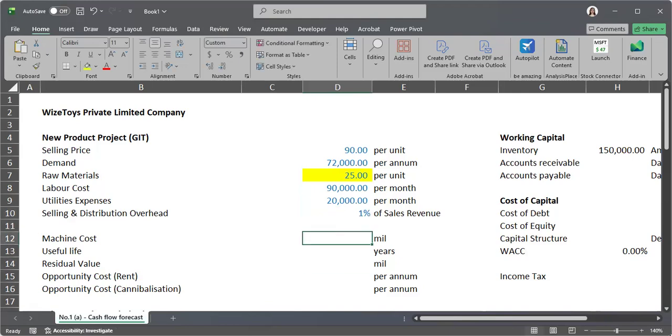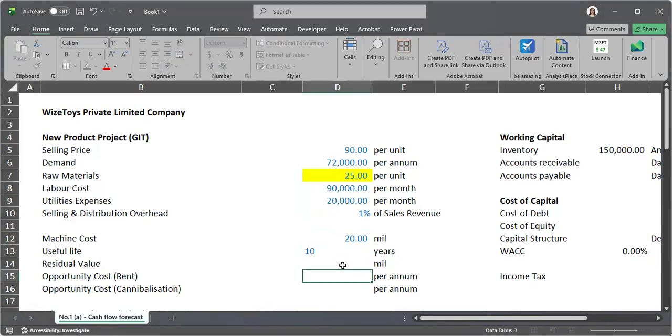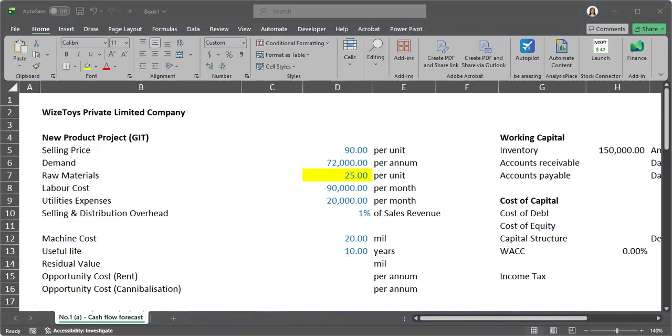For the machine, the cost and installation will be 20 million. The useful life is about 10 years. Residual value is 1 million. What is the meaning of residual value?